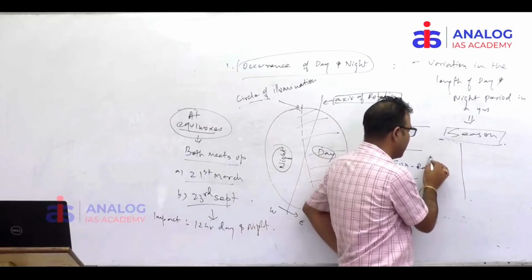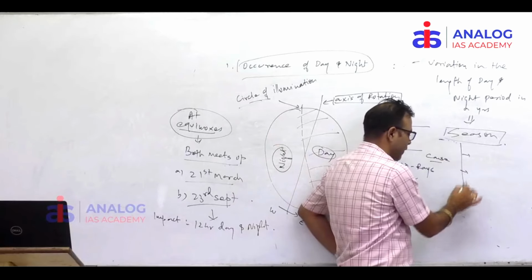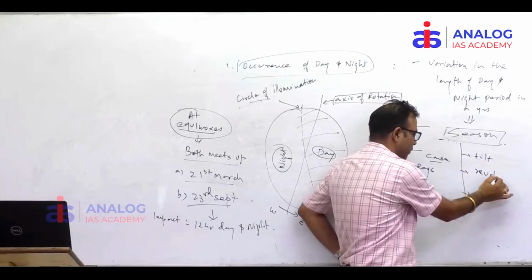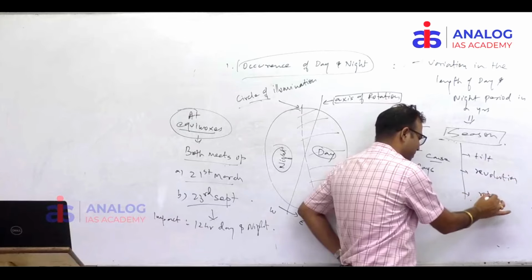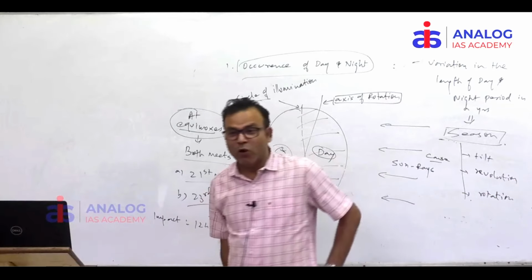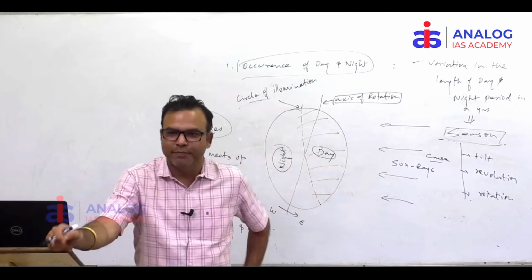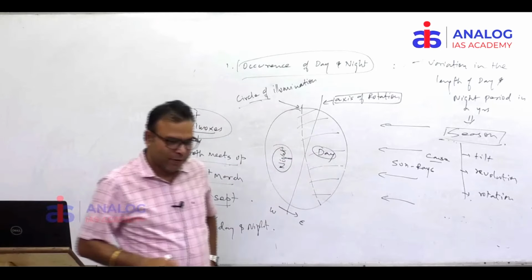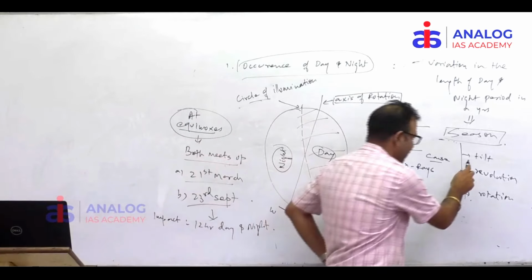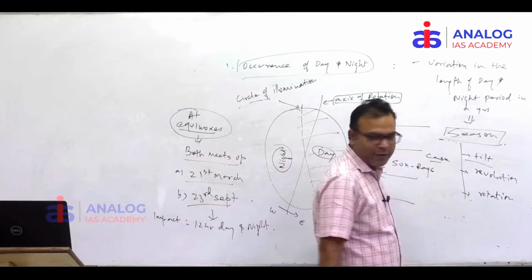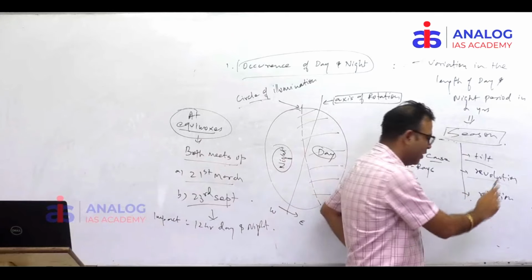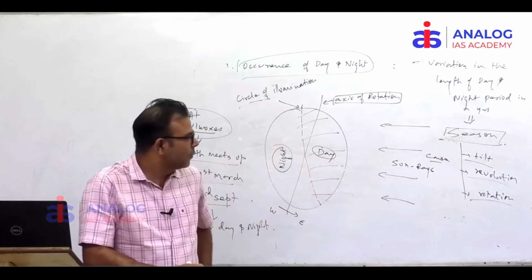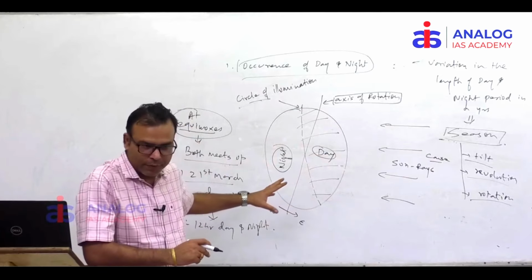Season itself, like what is the cause for season? Just very brief. 3 reasons. The biggest reason is tilt. Second reason is revolution. Third reason is rotation. But all are not having equal weightage. We will explain this. Most weightage is given to what? Tilt. Second weightage is given to what? And the least weightage is given to rotation. Okay.